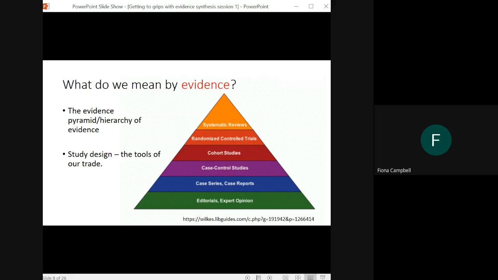Randomized control trials are also a very valuable study design if we're asking questions of effectiveness, but they're not always possible. And then, as you can see in that pyramid, there are other study designs: cohort studies, case control studies, case series, and so on. These are all examples of study design. So when we're talking about evidence, we're referring to research evidence, and that could be a range of these different types of study design.